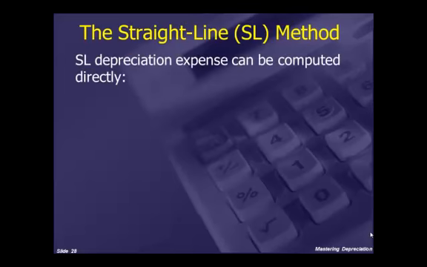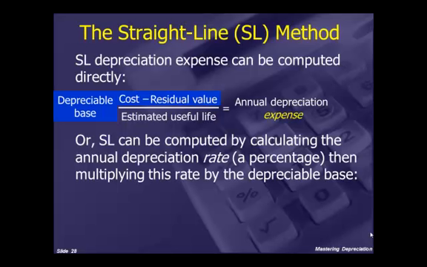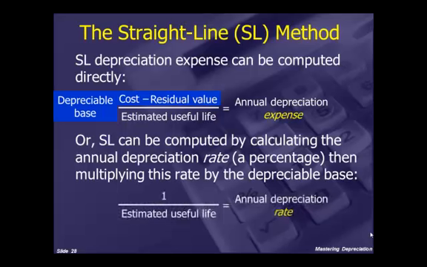Now, if we look at the straight line depreciation method, the straight line depreciation expense can be computed directly by taking cost less the residual value divided by its estimated useful life in years. That will yield the annual depreciation expense. Now, the numerator, cost less residual value, is the depreciable base or depreciable basis. Straight line can also be computed by calculating the annual depreciation rate, to express it as a percentage, then multiplying that rate or percentage by the depreciable base. So we could take 1, divide it by its estimated useful life in years, and that will give us the annual depreciation rate as a decimal numeral, and then we can convert it to a percent.